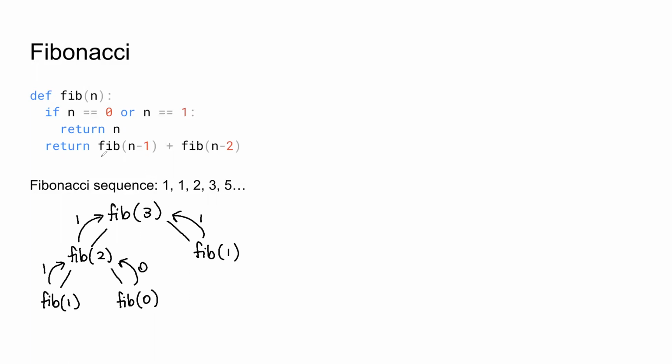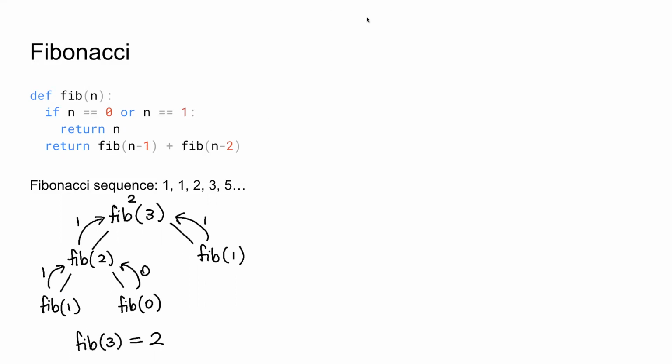Fib 3 returns the sum of the recursive parts, and 1 plus 1 is equal to 2. And so fib 3 is equal to 2. We'll find the time complexity by drawing a more general recursion tree. We'll keep track of the level of recursion, the state of the tree, and the amount of work that we do.